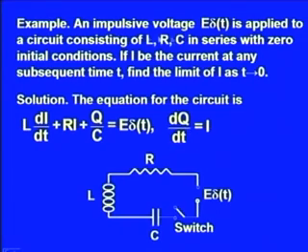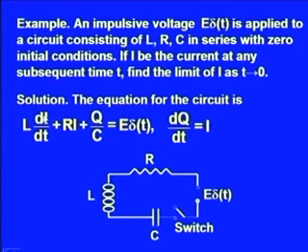Now, we are further given that it is also assumed that the connecting wires have negligible resistance. So, if I is the current at any subsequent time t, we have to find the limit of I as t tends to 0. Now, let us solve these equations using the Laplace transformation method. So, when we take the Laplace transform of this equation, we will get this L is a constant.